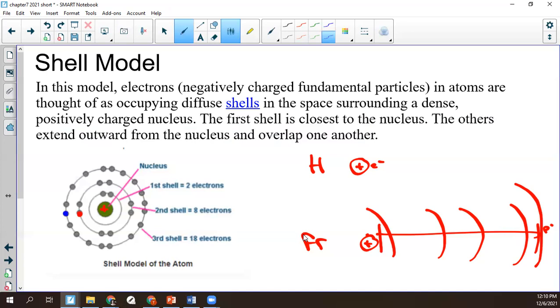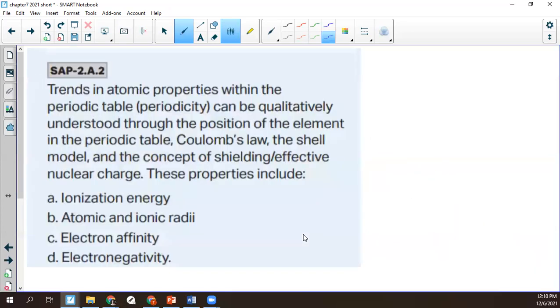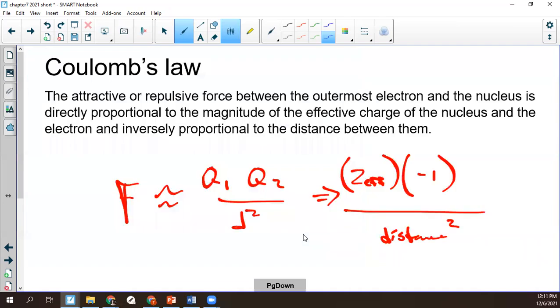So we have back here, we have the position of the element. That's just finding where it is. Coulomb's law: directly proportional to the charge of the nucleus and inversely proportional to the distance. The shell model says we have concentric rings. And if you're close, high; out, low. And then the shielding. We'll get into shielding while we do Zeff.